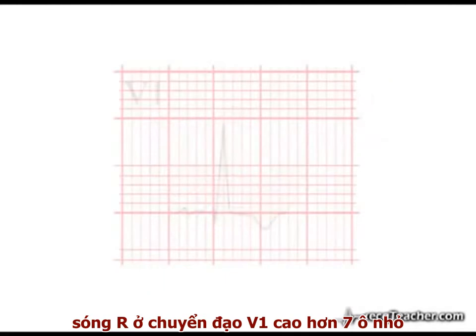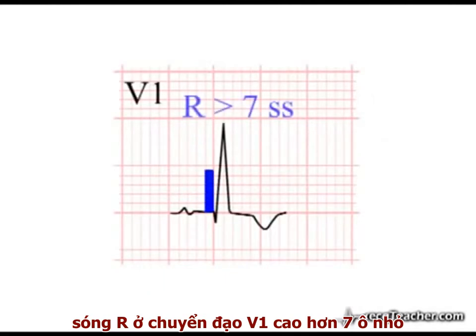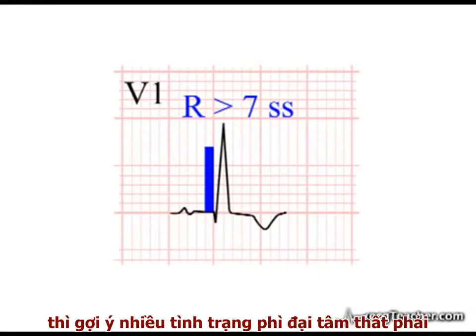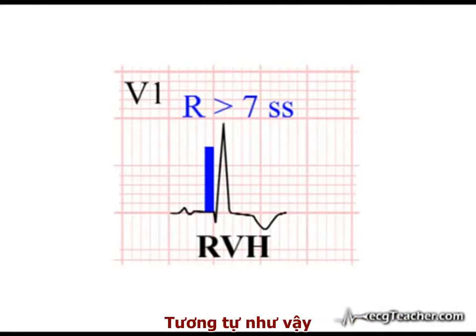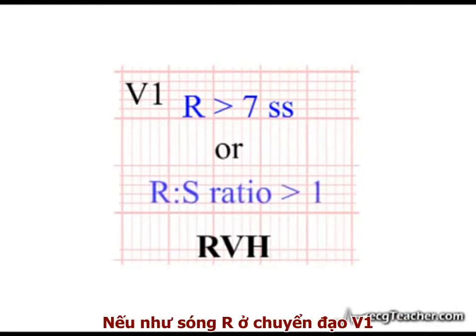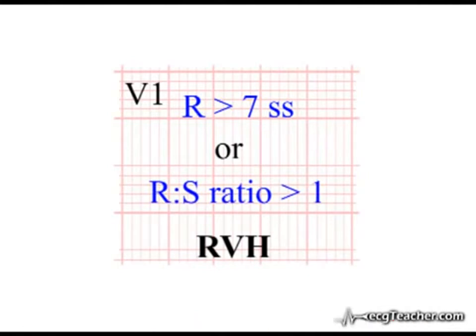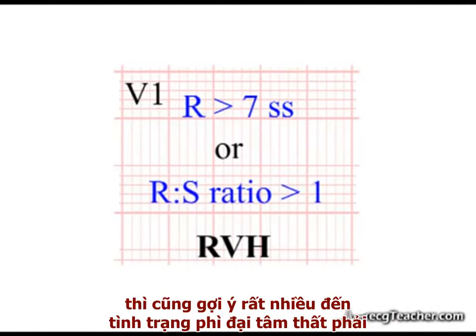In fact, an R wave in lead V1 higher than 7 small squares in amplitude, as illustrated in the example shown here, is highly suggestive of the presence of underlying RVH. Equally, if the R wave in lead V1 is higher in amplitude than the S wave in that lead, this is also strongly suggestive of underlying hypertrophy.